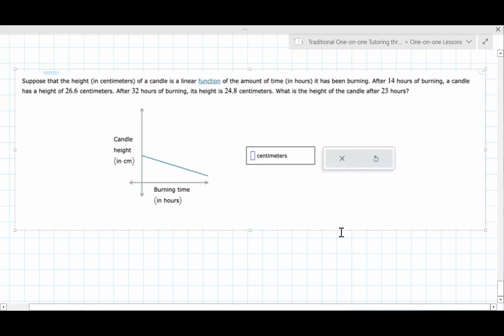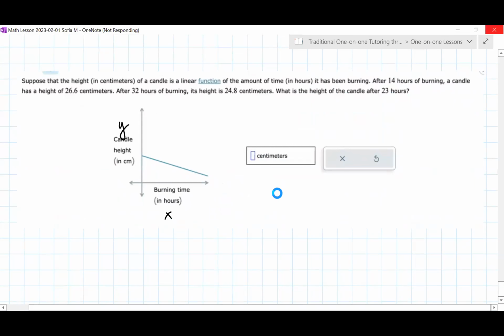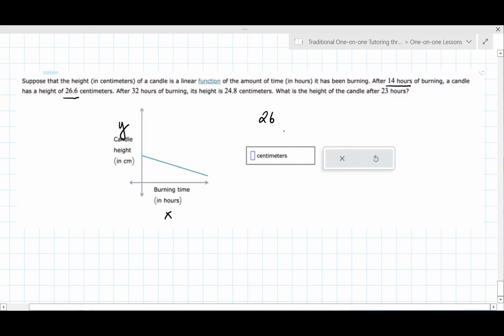All right, so the thing that you have to be really careful of here is which is Y and which is X, because they really are trying hard to confuse you. So you want to write two data points. After 14 hours, that's X. The height is 26.6. So your first ordered pair is 14 comma 26.6. Your other ordered pair is 32 comma 24.8.